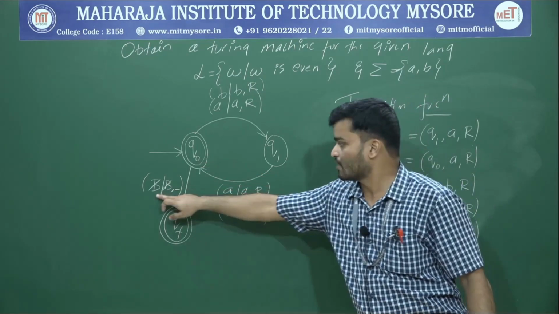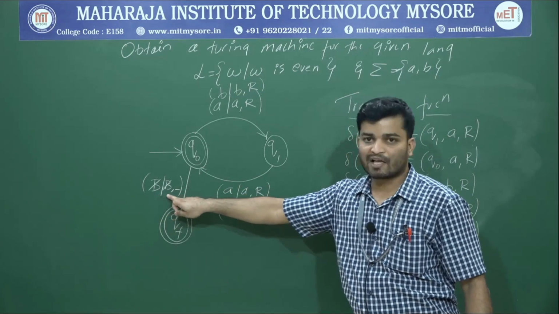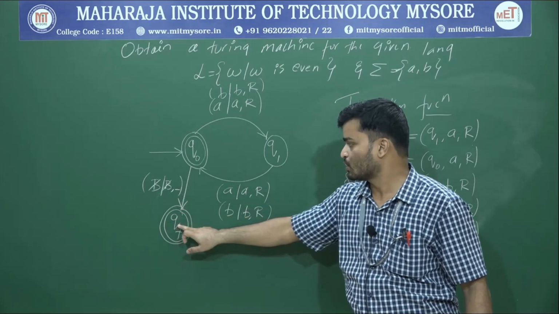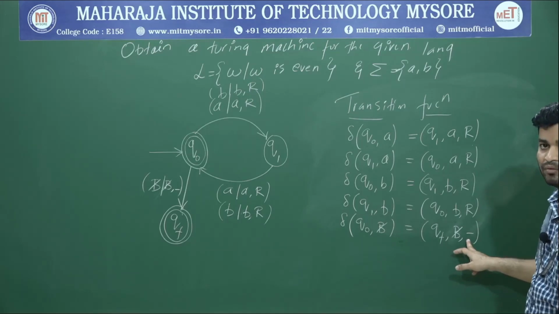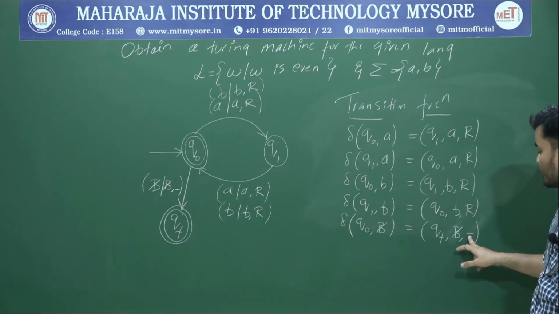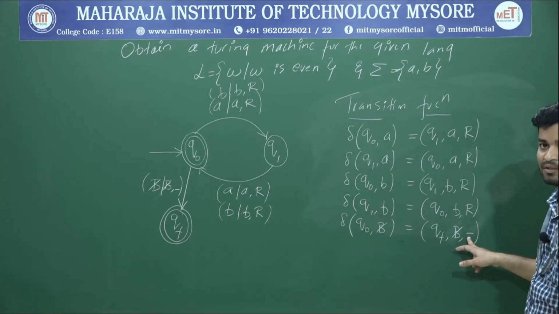Within q0, if we get a blank space, we will maintain that blank space as it is and take a transition toward qf, and that string will be accepted. We will not move either to the left or the right. That is the reason I have written a dash. We will halt the machine and the string will be accepted.